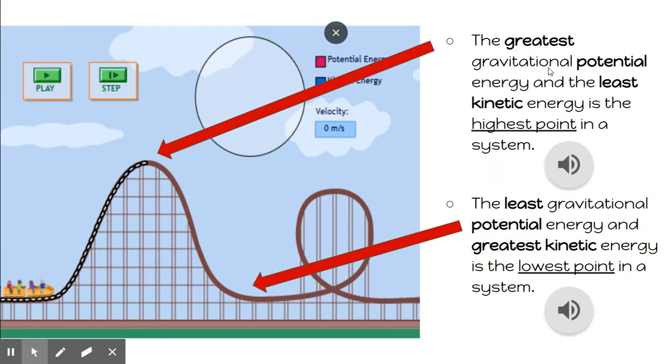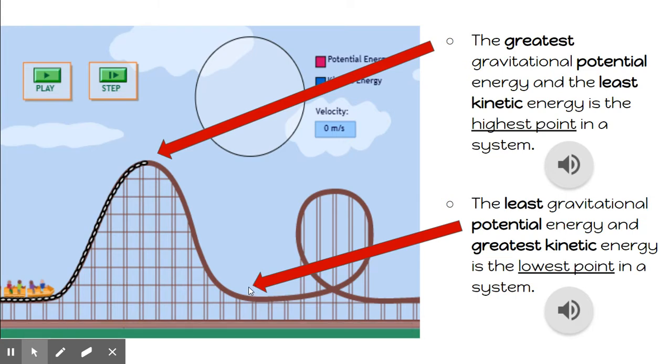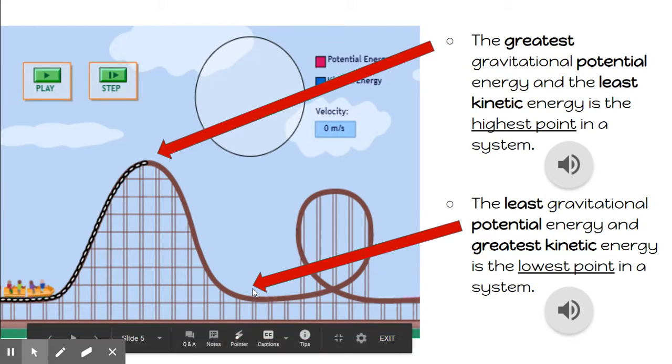The greatest gravitational potential energy and the least kinetic energy is at the highest point of the system. So here again, you have the greatest potential and the least kinetic. Down at the bottom of the roller coaster, that's where your kinetic energy is the greatest. Kinetic energy is energy of motion. It's where it's going the fastest. So you have the least gravitational potential energy and the greatest kinetic energy at the lowest point in the system. So high potential energy, low kinetic energy. Low potential energy, high kinetic energy.